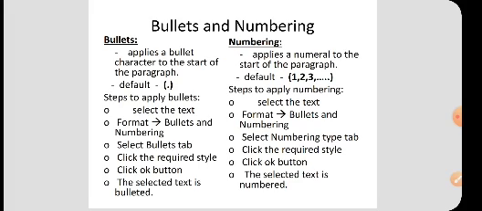and then select format, bullets and numbering. Next you have to select the bullets tab. In that bullets tab, you have to click the required style. Select the style and then click the OK button. The selected text is bulleted.